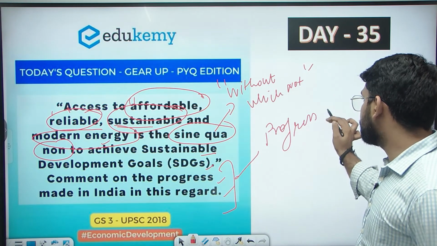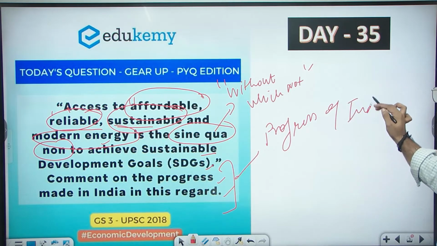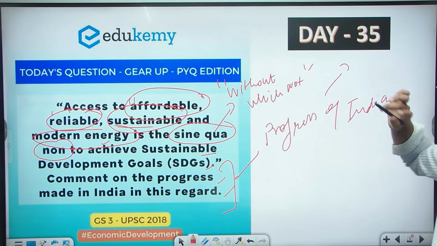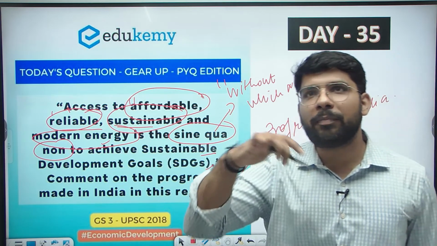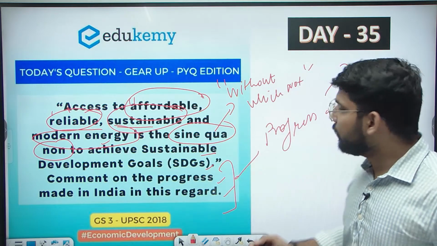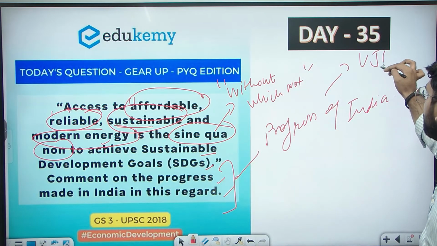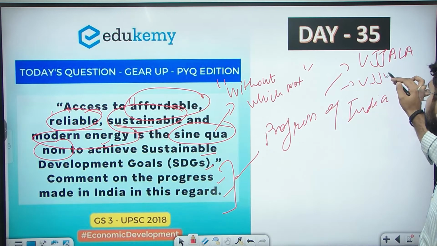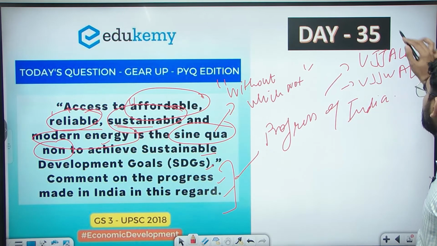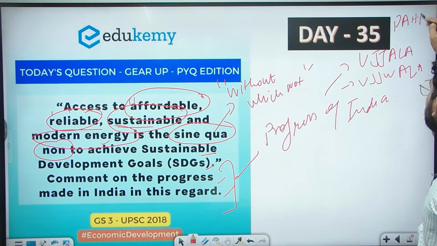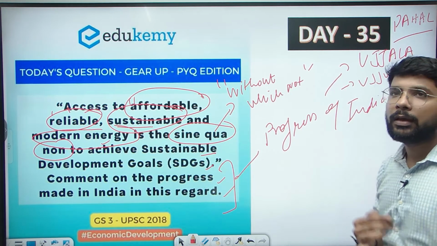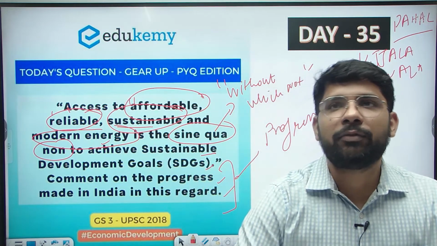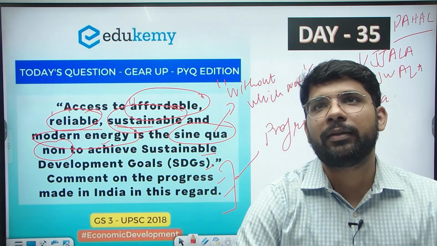The progress of India in this case, like we will mention some of the government schemes related to energy. One of the major important schemes is Ujala for LED, Ujjwala Yojana, Pahal Yojana. So we will see what India achieved related to energy, and then we will suggest some way forward related to it, and then finally we will conclude the answer.